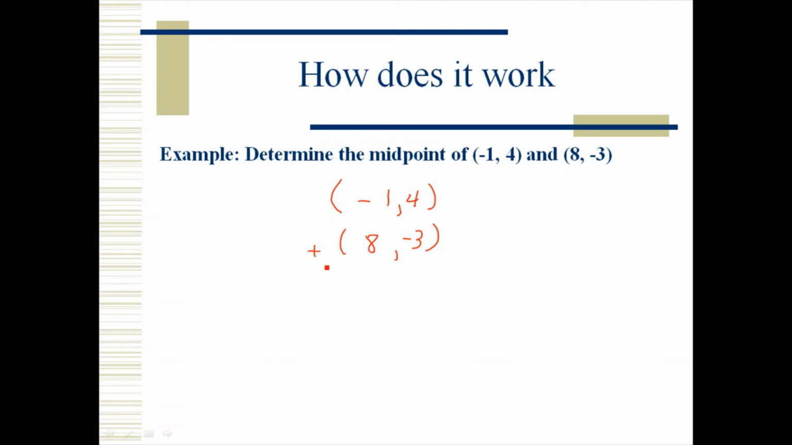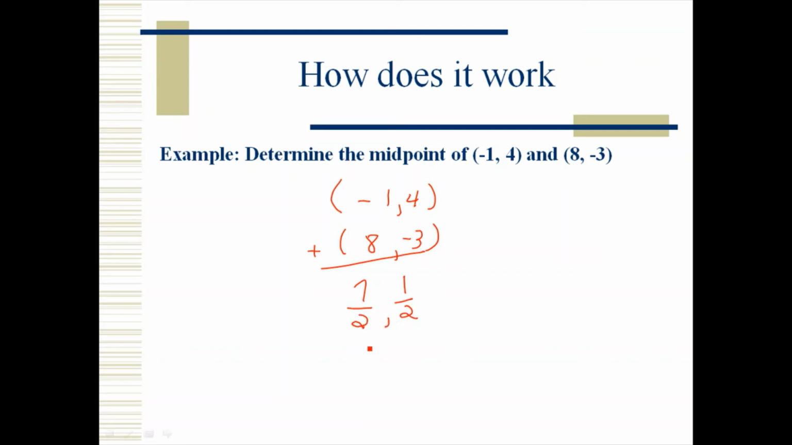-1 plus 8. My signs are not the same, so I subtract. So 8 minus 1 will give me 7, and since my 8 is bigger than my 1, I'm going to make that positive. Then 4 plus -3 is simply minus, so it'll be 4 minus 3, which will give me 1. So now once I add them, I'm going to divide by 2 and divide by 2.